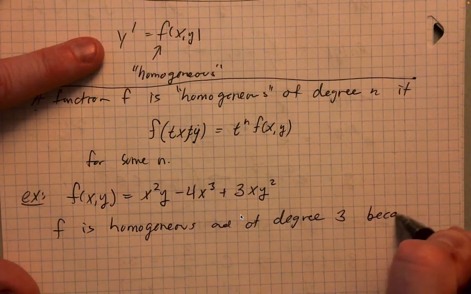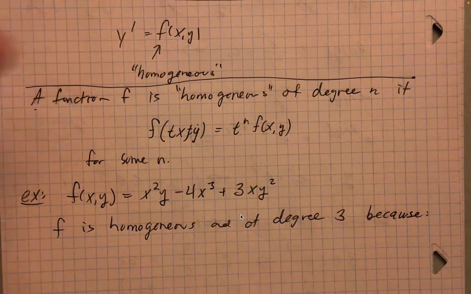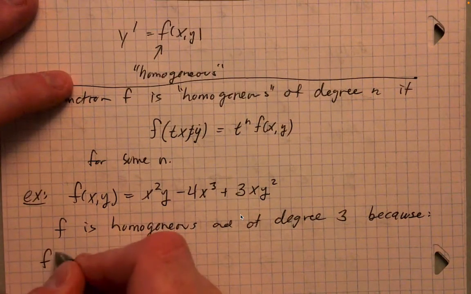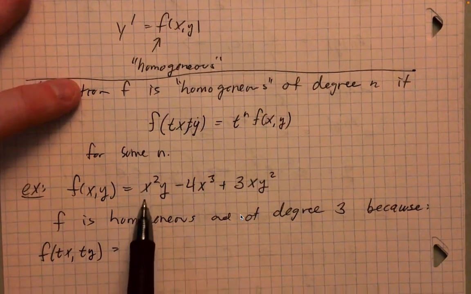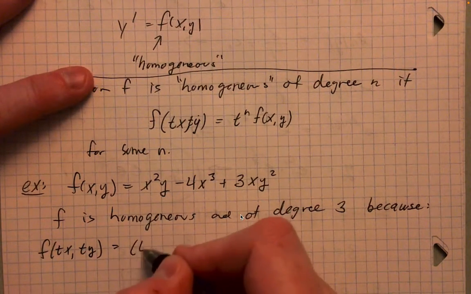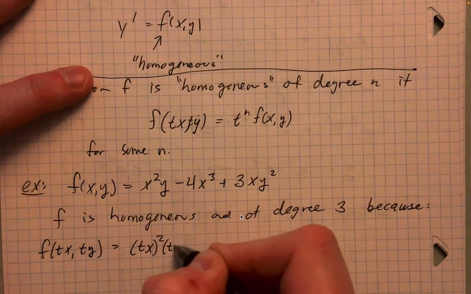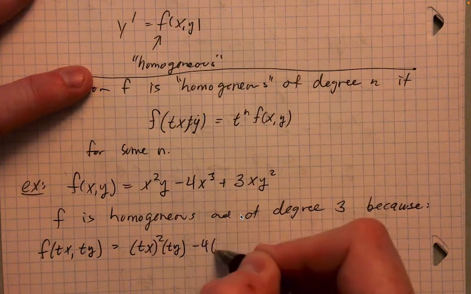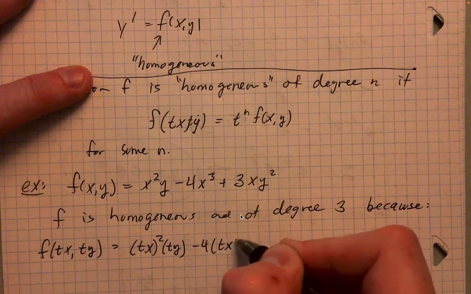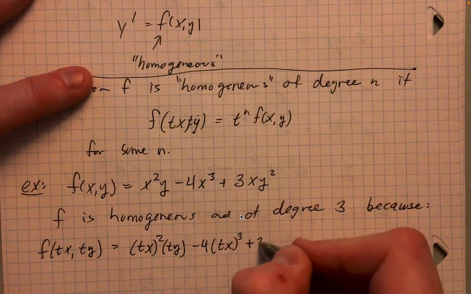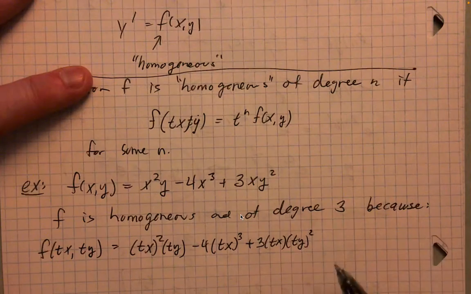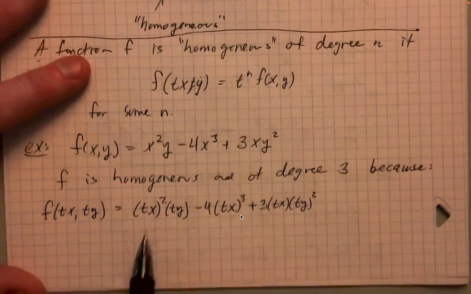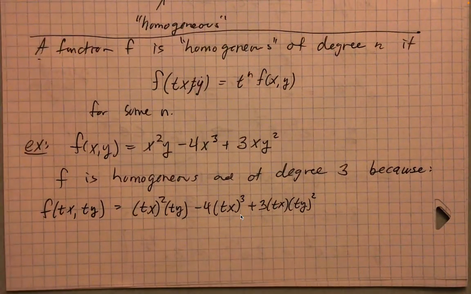And why? Well, let's do the exercise here. F of tx, ty. So everywhere you get an x, you have to plug in a tx now. So tx squared times ty, minus 4 times tx cubed, plus 3 tx ty squared. Just everywhere you had an x, now you have a tx. Everywhere you had a y, you're going to have a ty.